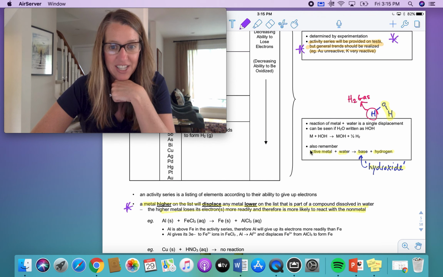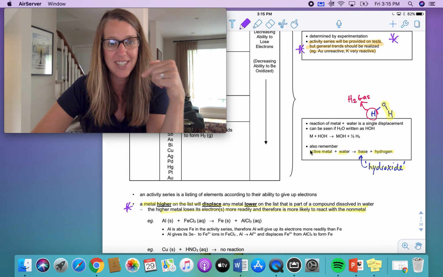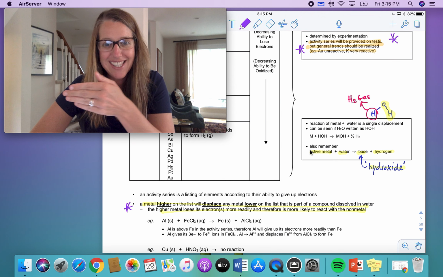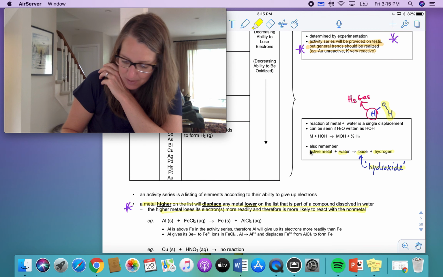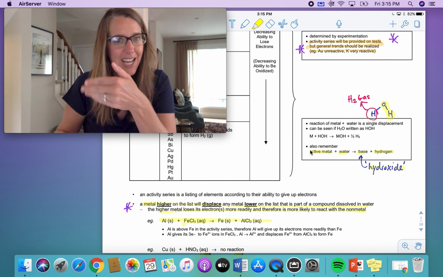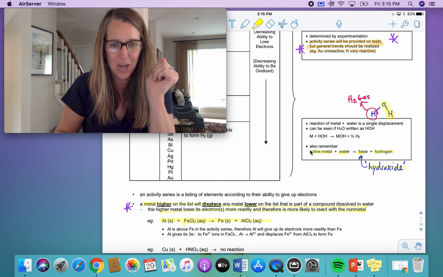So have a look on the list, find aluminum, find iron. You'll see that aluminum is higher than iron. This reaction actually exists, and you can see with the chemical reaction right here, and of course that reaction does go to completion. It is a single displacement reaction that occurs.